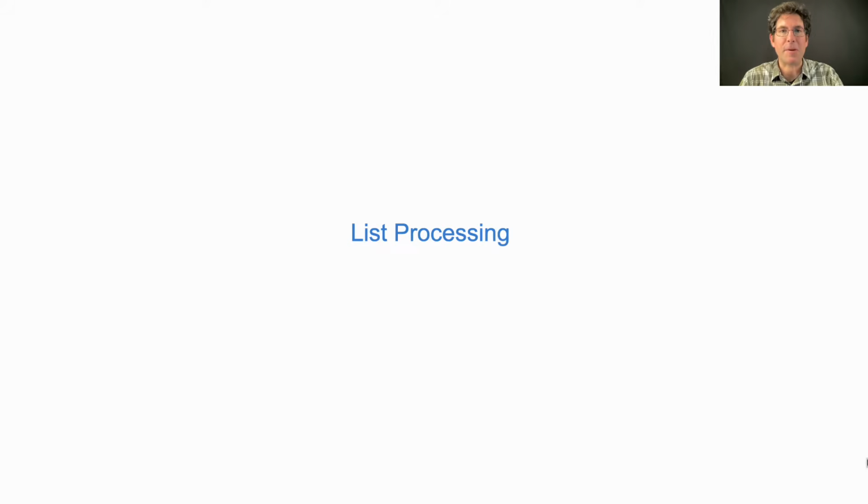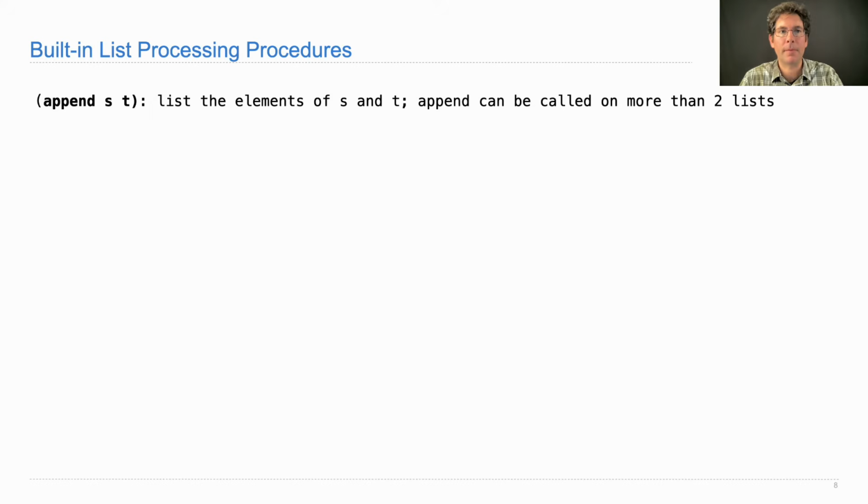Let's try out some list processing procedures that are built in. Append lists the elements of two different lists all in one list. Or, if you pass in multiple lists, more than two, you get one list with all the elements of each of the list arguments to append.